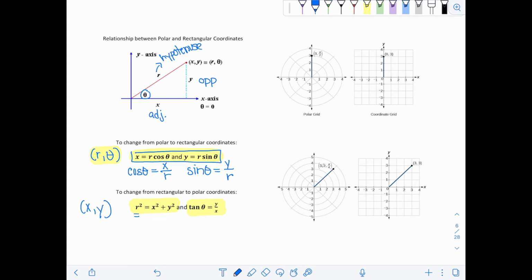And the last step from here, if we actually wanted to figure out what theta is, like give me an angle measurement, we could just use the inverse to say that tangent inverse of y over x will give us our answer for theta. So let's try some examples.